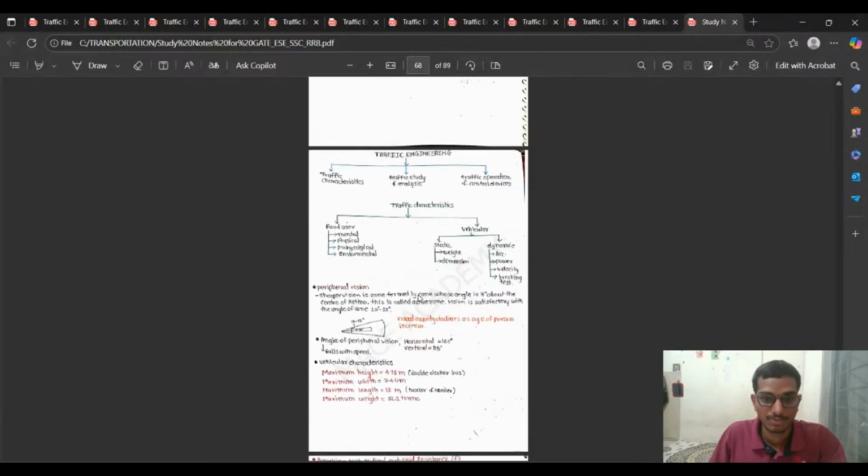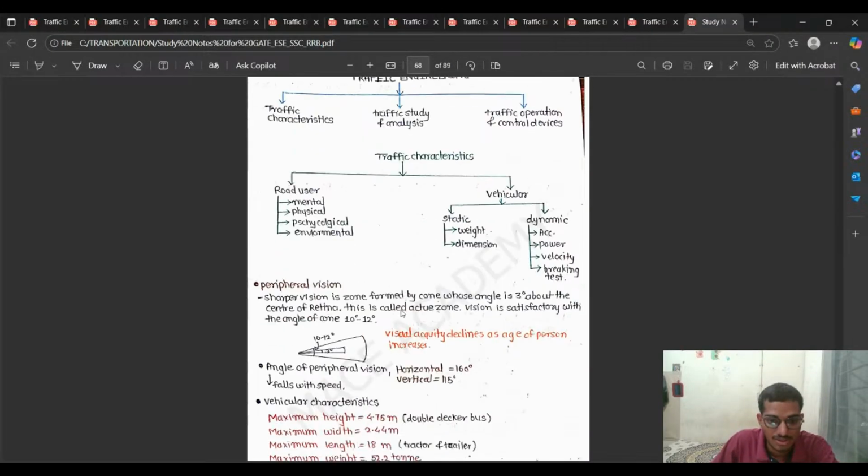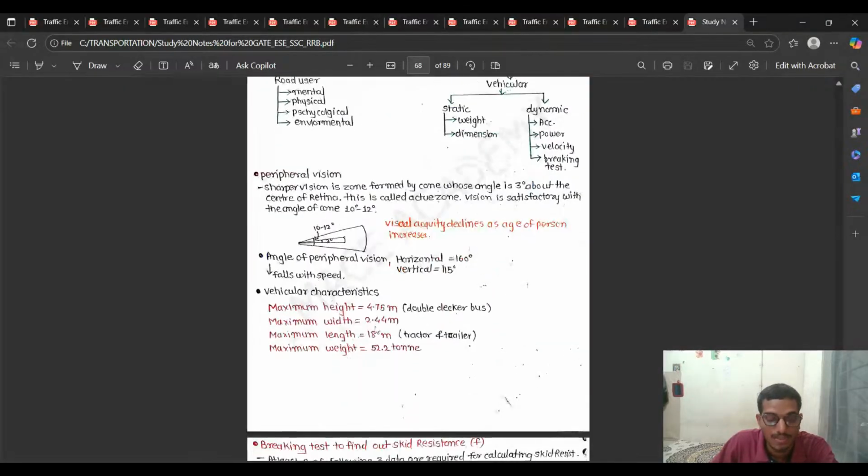The way to characterize traffic engineering, traffic, all those things. We have a peripheral region, 3 degree and 10 to 12 degree. Maximum 4.75 for truck and tractor. Height of double decker bus 4.75. Width of vehicle 2.44. Length 15 meters. Truck and tractor weight 52.2 tons.